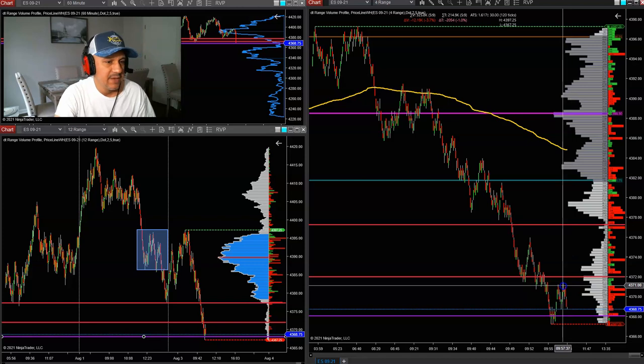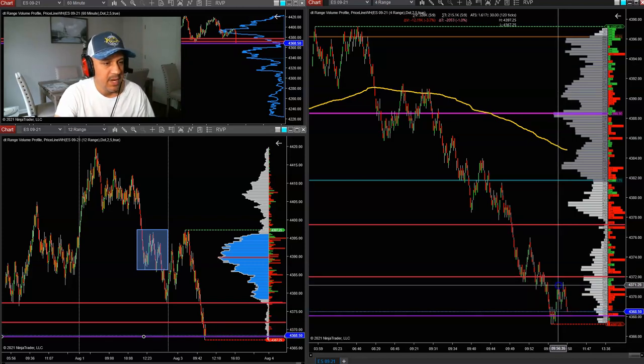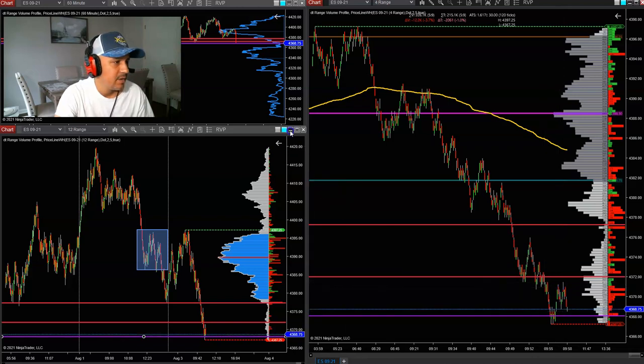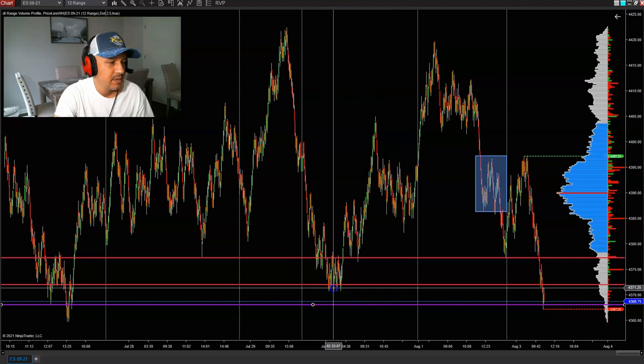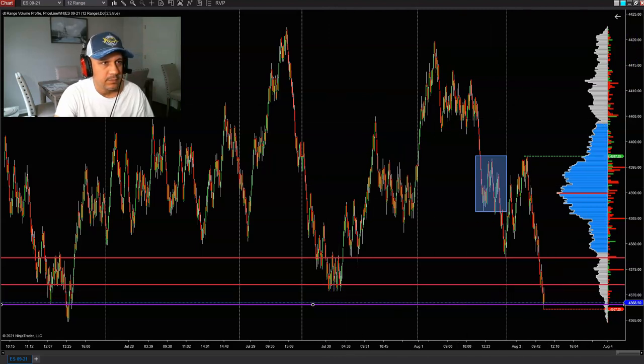So I just said 43.70 and a half, 43.71. Price is rejecting that area, and why? Because there's resistance right here. We have this area of resistance right here. That's why.